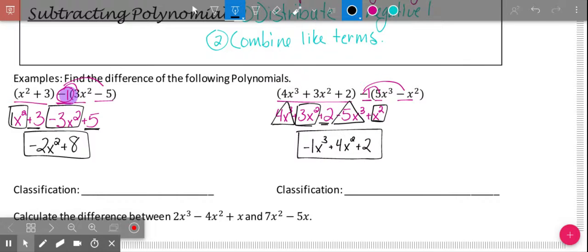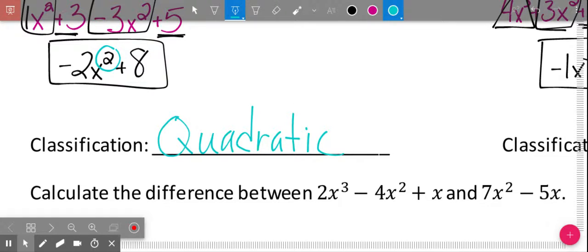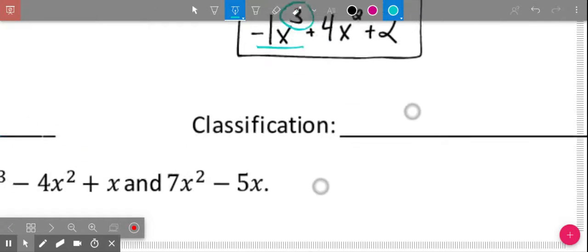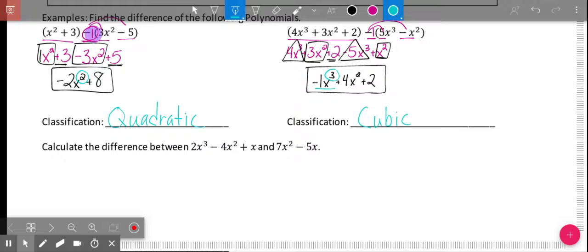All right. Last one on this page. Oh, we forgot to classify, silly Mrs. Mariani. Okay, so if we look at this classification, for this one, my largest exponent is a 2. Since my largest exponent is a 2, this one's going to be quadratic. All right, anytime the largest exponent is a 2, quadratic. Now the next one, the largest exponent is a 3. And if I read that out loud, I have negative 1x cubed. Since I said x cubed, guess what? This is going to be cubic. Okay, so remember how you say it really can help you find how you classify it.